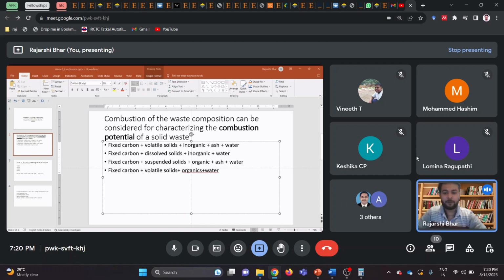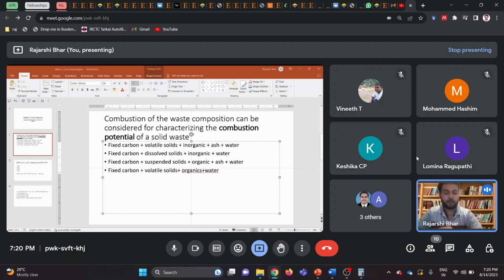are basically fixed carbon. The volatile solids are also important because they define the ignition temperature, how quickly it will catch fire and so on. So fixed carbon and volatile solids are the two that aid combustion. On the other hand, water, as we discussed in the last live session, the more the water, the more the latent heat of vaporization. So if my solid waste has more water, the amount of energy we can derive by burning it will obviously be less. That is another factor.